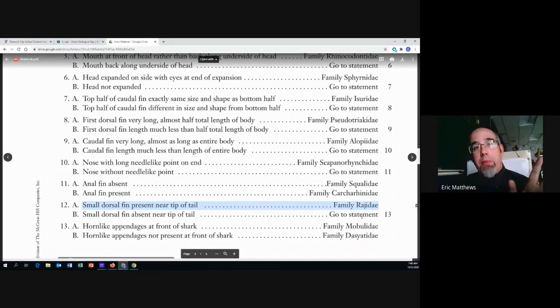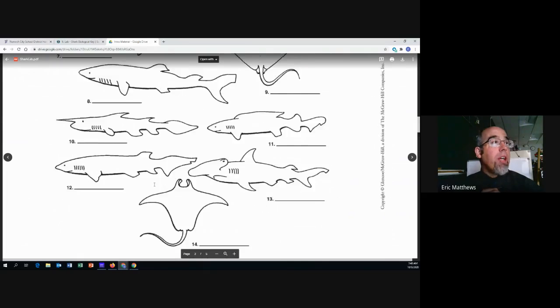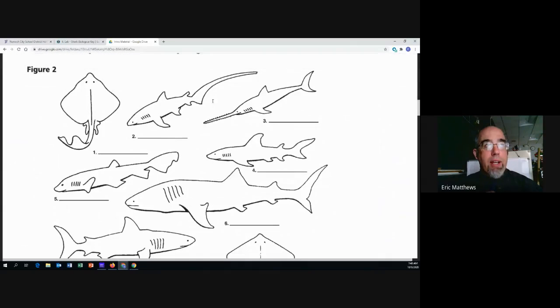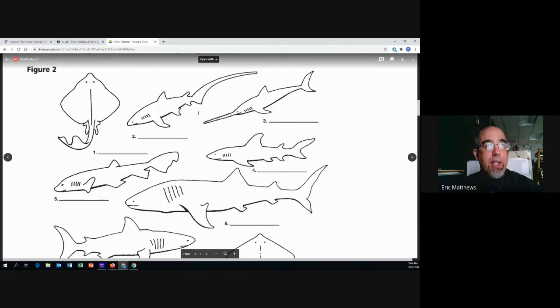You don't have to write down family. You could just write down Ragidae, and that would be fine. All right, so we've identified one shark. Shark number one is Ragidae. Let's take a look at number two then. Number two is going to be a much longer process.